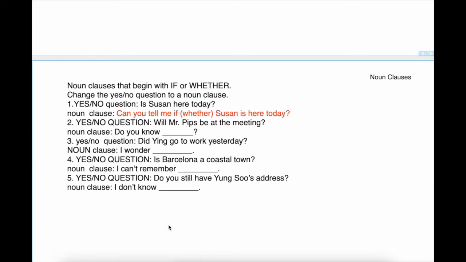Now we have an exercise. Noun clauses that begin with if or whether. It says change the yes-no question to a noun clause. Number 1, is Susan here today?